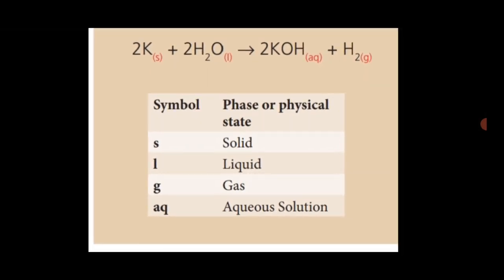Let's see some other physical states in short form. Symbols: S for solid, L for liquid, G for gaseous substance, and AQ for aqueous solutions. These are the short forms of the physical states of matter.